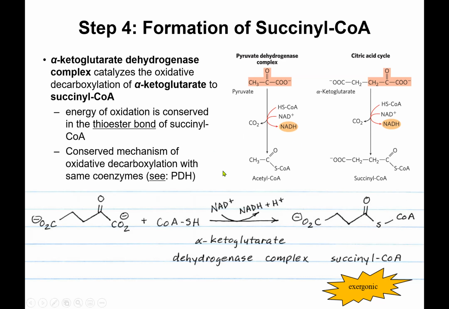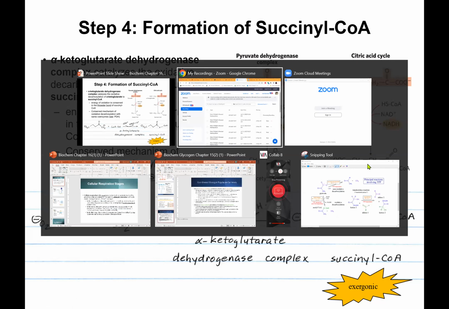And it is performing almost exactly the same chemistry, except in this case, we're going from a 3-carbon pyruvate to a 2-carbon acetyl CoA, whereas here we're going from a 5-carbon alpha ketoglutarate to a 4-carbon succinyl CoA.